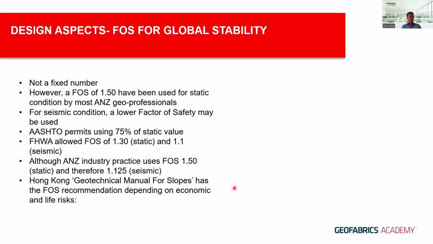However, I wanted to show an example of the Hong Kong Geotechnical Manual for Slopes in terms of their approach to the recommended factor of safety, depending on two factors: the economic and life risk factor. Why Hong Kong? Because this is the geo guide, or geo manual, that I was referring to a lot while I was in Malaysia, prior to migrating to New Zealand.